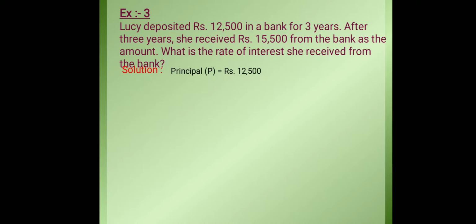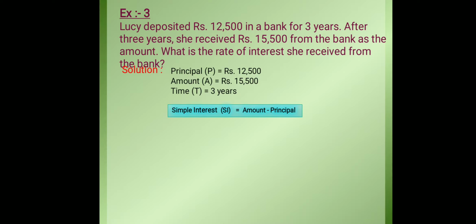Here, principal P is equal to 12,500 rupees. Amount A is equal to 15,500 rupees. Time T is equal to 3 years. So, simple interest is equal to amount minus principal. Here, amount is 15,500 minus principal is 12,500. So, our answer is rupees 3,000.